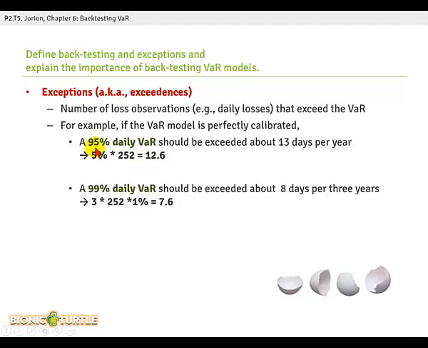But then what if we had a 95% daily value at risk? So I'm not saying what that number or value is. Just imagine there's a value. Maybe that's 10 million, maybe that's 20 million, maybe that's 100,000. Then a 95% confidence daily value at risk should be exceeded about 12 or 13 days per year.